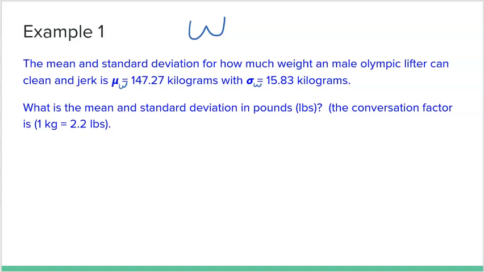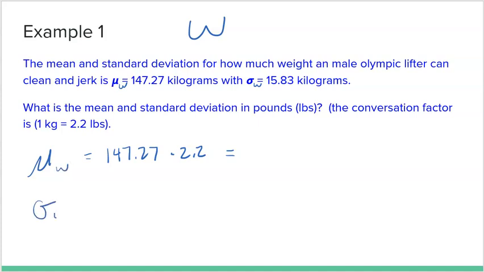1 kilogram is equal to 2.2 pounds. So if all I want to do is convert to pounds, I have to multiply the kilograms by 2.2. It's that simple. So if I have my mean and I want it in pounds, all I got to do is take my old mean and multiply it by 2.2. That will give me my new mean because I'm just transforming.